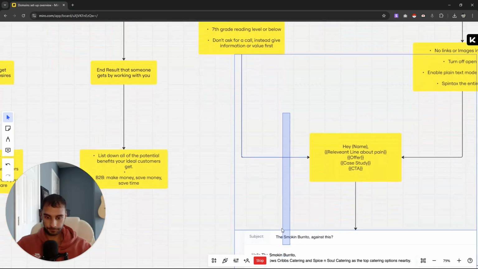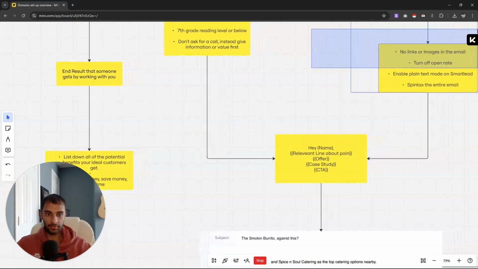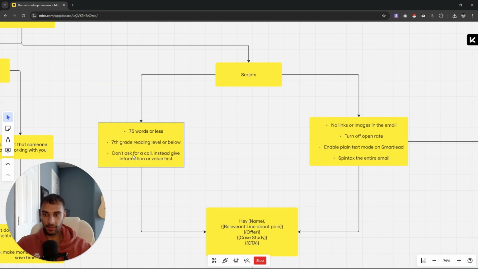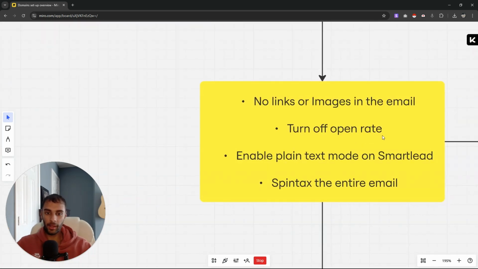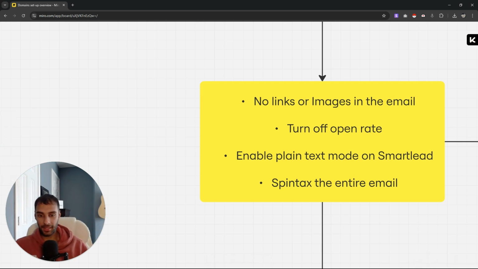And actually, I'll get into that after. But the second thing with the scripts is you don't want any links or images in the email itself. If you have links or images in the email, you're going to land in spam. And also, you don't need to turn on open rates.